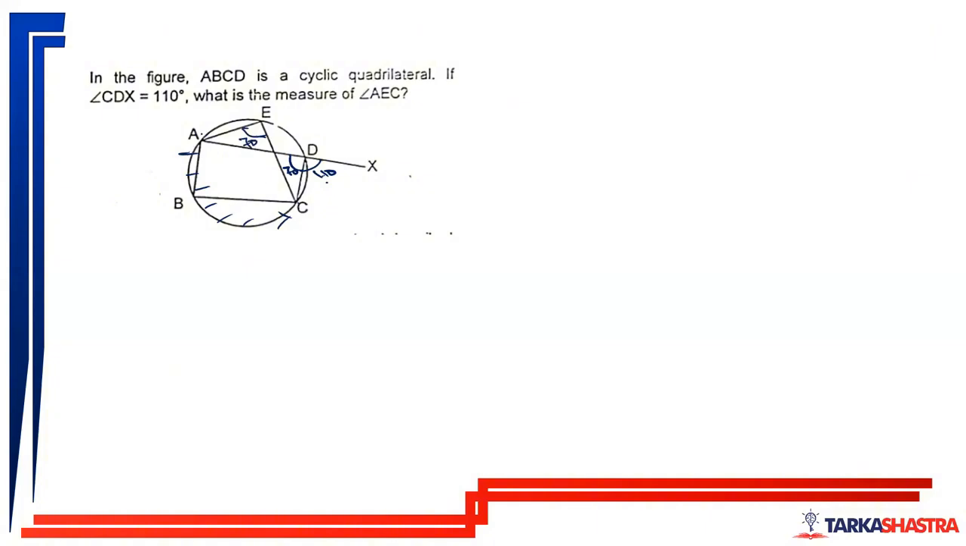AEC is the angle made by arc AC, and ADC is also the angle made by arc AC. Now angles made by an arc on any other part of the circle are equal. So if this is 70, this is also 70.